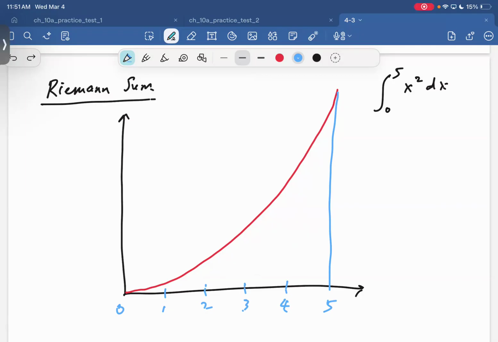Okay, what is a Riemann sum? First of all, let's talk about what a left Riemann sum is. Basically, all we're doing is we're going to split this up into rectangles and use those rectangles to approximate the area. So a left Riemann sum will look like this.